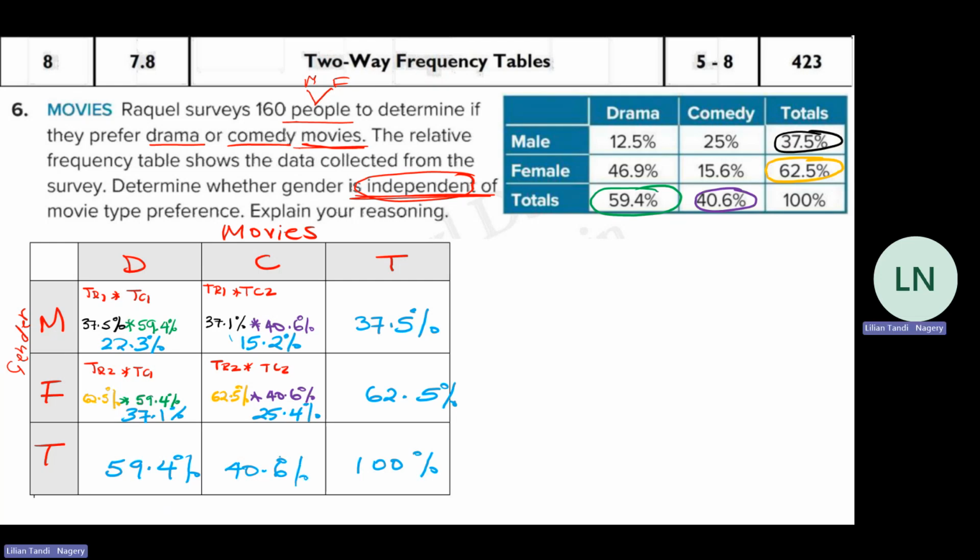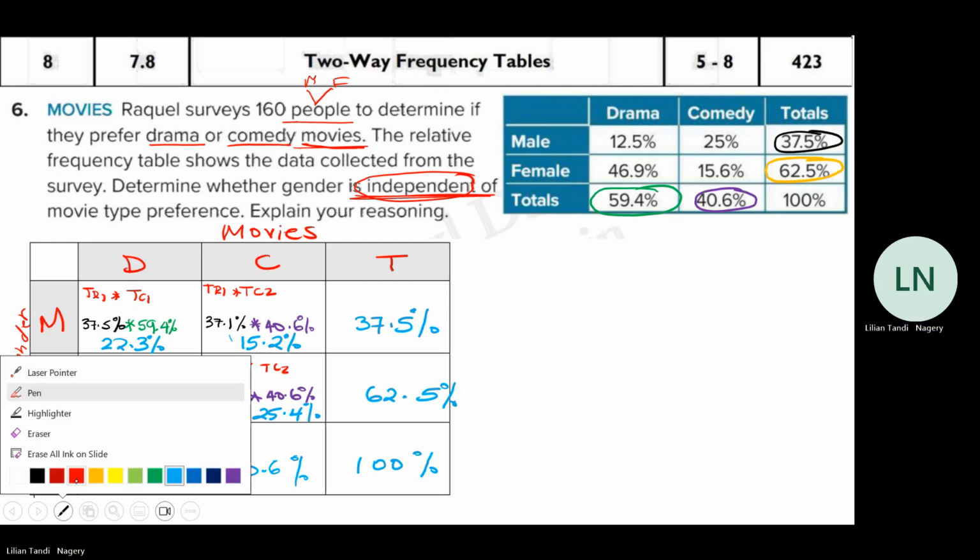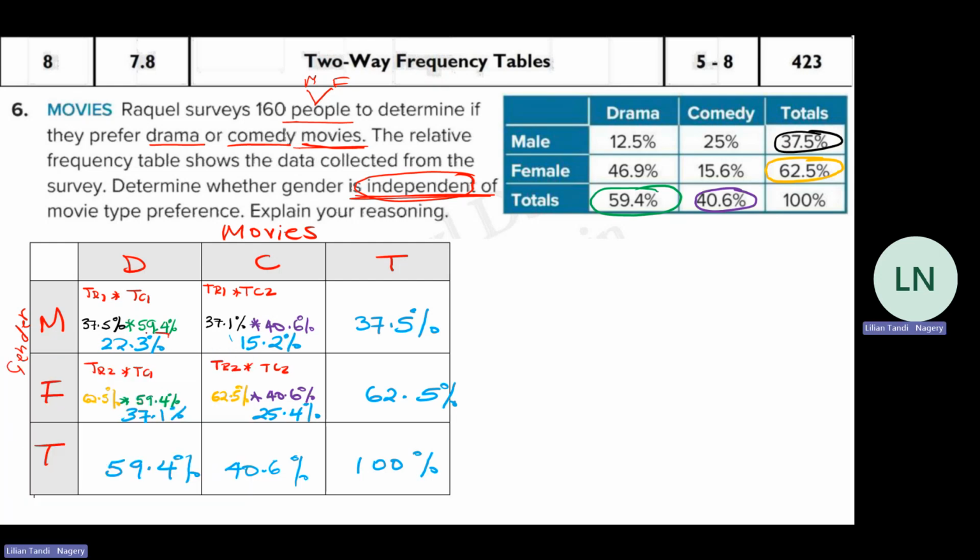Now, for me to know whether my variables are independent, I need to check my joint frequencies. So who are my joint frequencies? My joint frequencies are these blue numbers. Those are my joint frequencies. And I need to compare with these values over here.